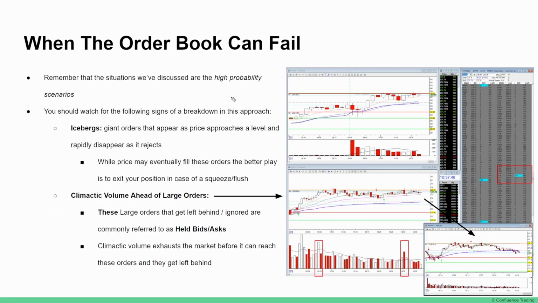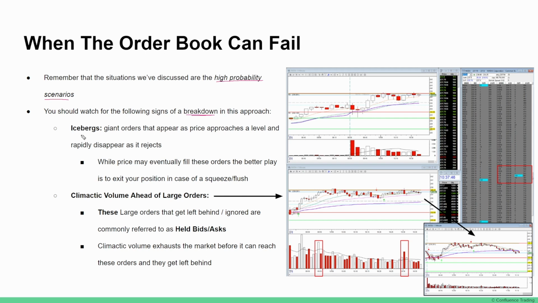Okay, so at this point in the lesson, I hope that you see the value of the order book and how it can help us identify the highest probability scenario. But as with everything in trading, it's all just a game of statistics, and ultimately the highest probability scenario does not mean the order book is going to allow you to have some crazy 99 or 100% win rate. So there are two different signs that you should look for that signal a breakdown in the bullish or bearish order book scenarios that we discussed in the previous slides.